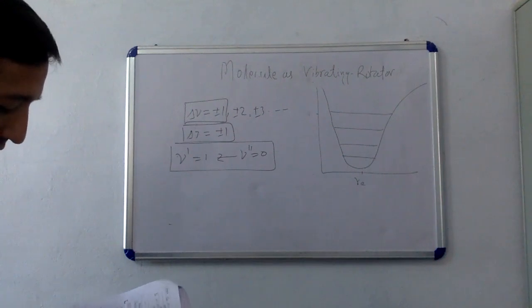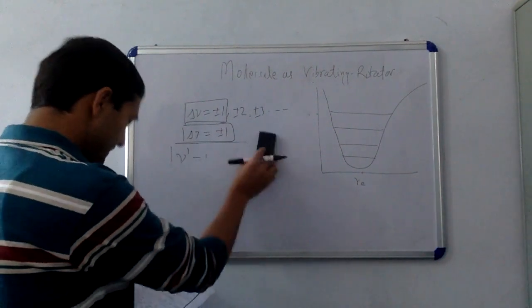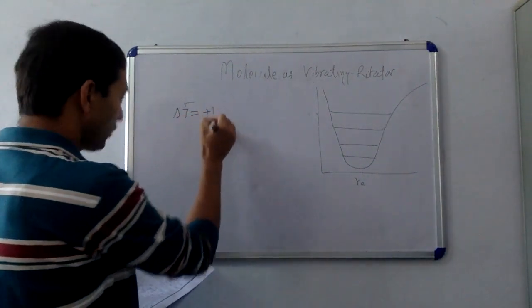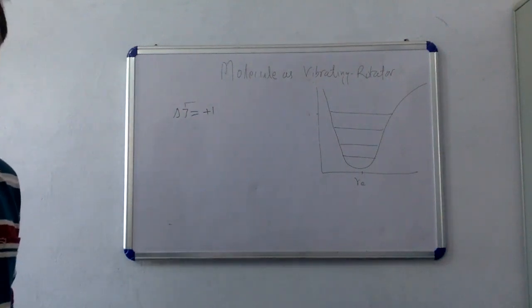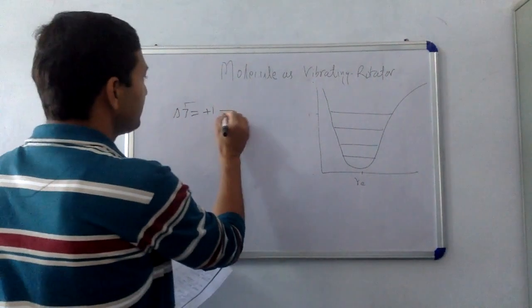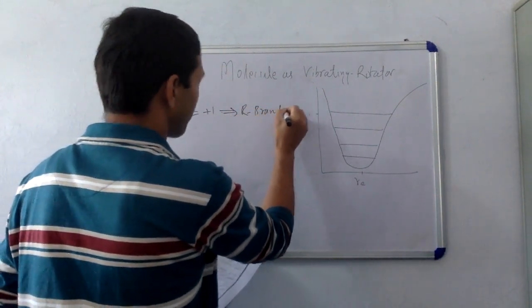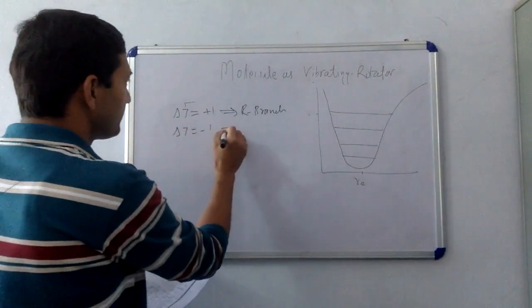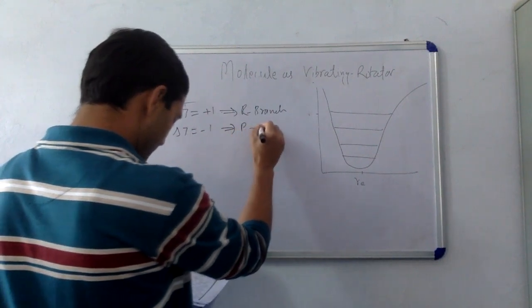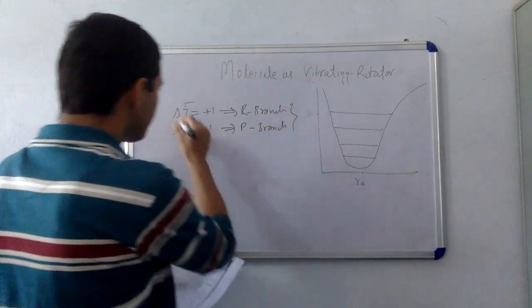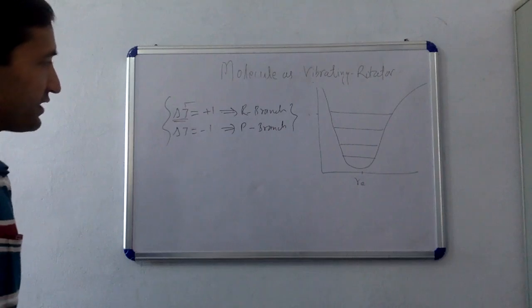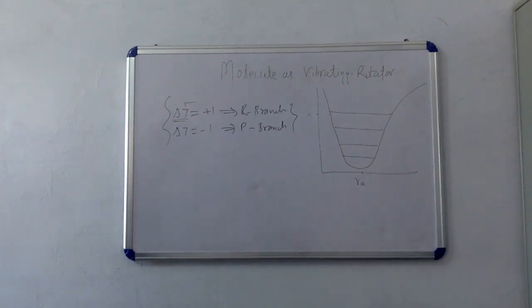So for a given vibrational transition, if ΔJ is equal to +1, it gives the set of lines called the R branch. If ΔJ is equal to -1, this refers to the P branch. The lines corresponding to ΔJ equal to +1 form the R branch, and ΔJ equal to -1 refers to the P branch. All the lines of both the branches form a vibration-rotation band.